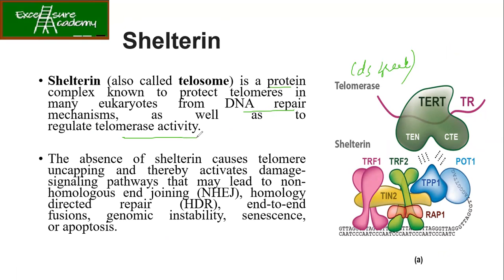It also regulates telomerase activity. That is, it helps in recruiting the telomerase in the stem cells. Okay, so the absence of shelterin causes telomere uncapping and thereby activates damage signaling pathways, like non-homologous end joining, homology directed repair, end-to-end fusions, genetic instability, senescence, or apoptosis. So a few of these DNA repair pathways we'll discuss in the upcoming lectures. Okay. Just for now, try to remember that shelterin is important in capping the telomeres, that is, to protect from the DNA repair mechanism.